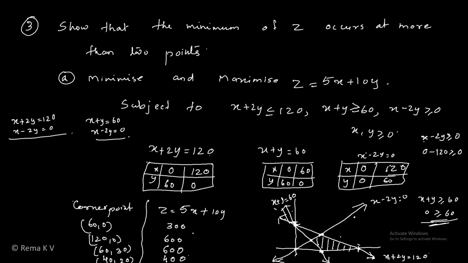So here, which is the minimum value? Which is the minimum value in this? Minimum value is 300. So you have to write the minimum value is 300. You can conclude it: minimum value of Z is 300 when x is equal to 60 and y is equal to 0.